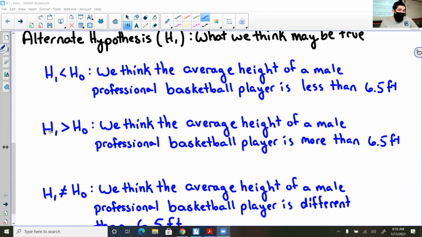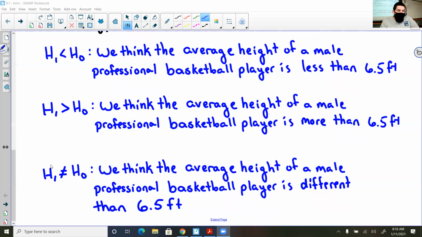We may also think that the alternate hypothesis is bigger than the null hypothesis. If that's the case, then we think the average height of a male professional basketball player is more than, or taller than, 6.5 feet. And then the third conclusion we can make is that the alternate hypothesis is not equal to the null hypothesis, meaning that we think the average height is just something different than 6.5 feet. I can't necessarily say that it's something more or something less than. I just don't think it is 6.5 feet. So therefore, my alternate is that I think it's something other than 6.5 feet.